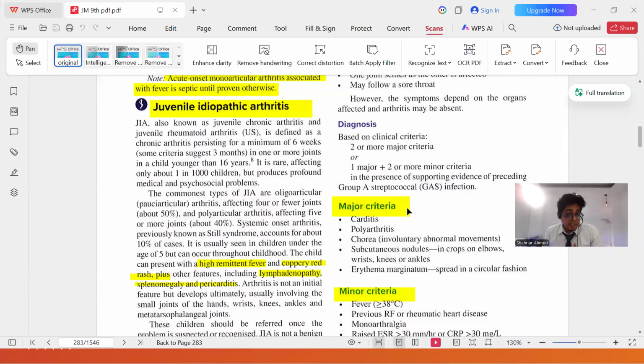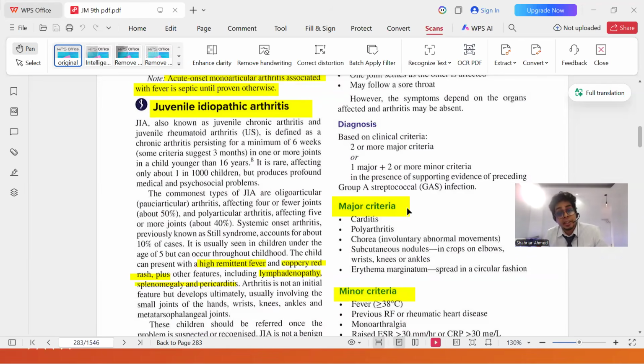So, if carditis is present in rheumatic fever, listen carefully to this part. If carditis is present, is it important to take prophylactic antibiotics for a very long time, up to 21 years? I repeat, in rheumatic fever, carditis is dangerous.